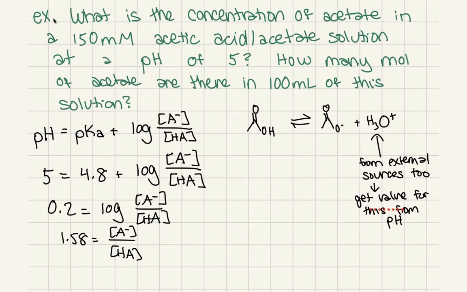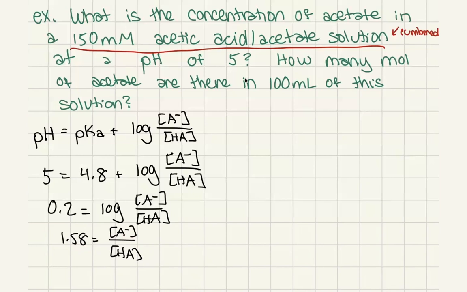And so this makes sense that we're getting a value that is slightly higher than the amount. It's saying there's slightly more of the base than the acid, but not dramatically. So this seems like a reasonable thing. But now we want to figure out the actual amounts, not just the ratio.